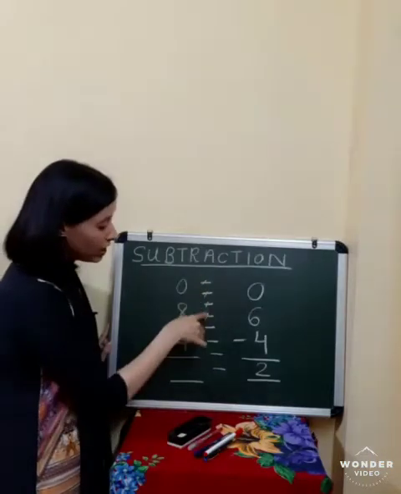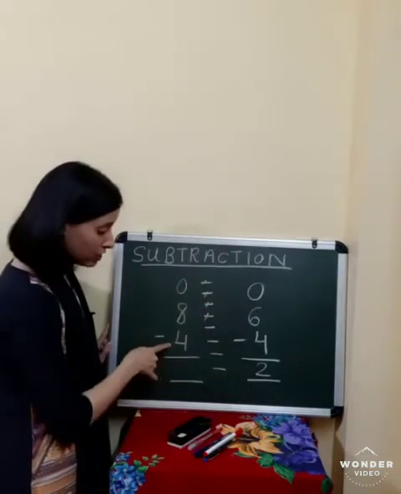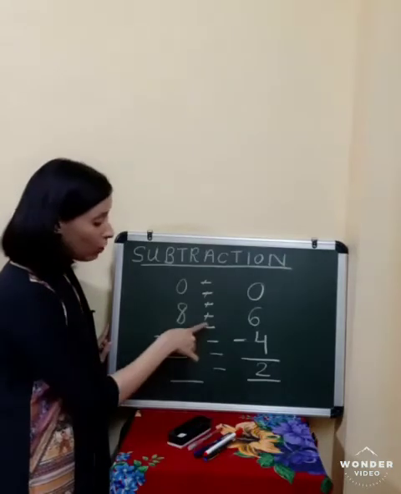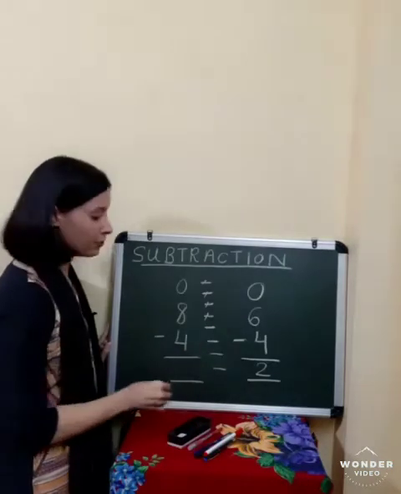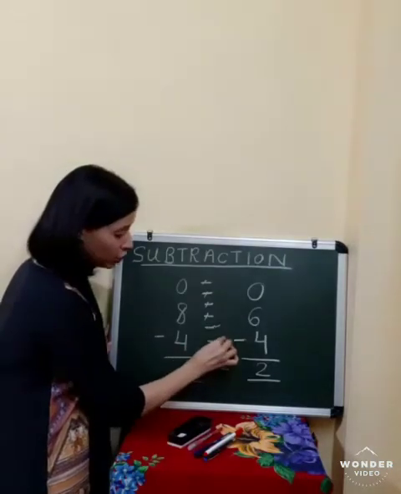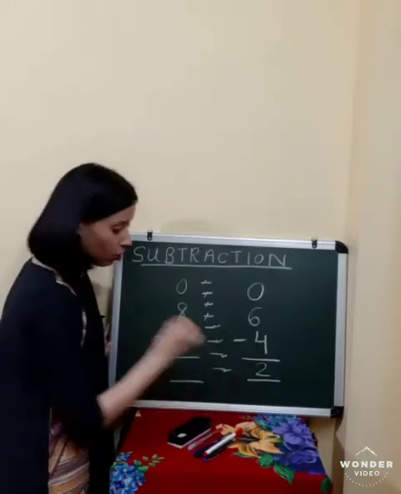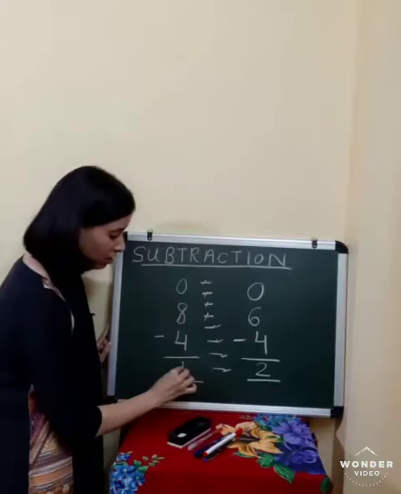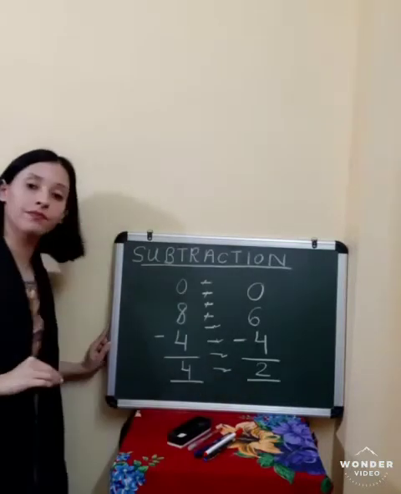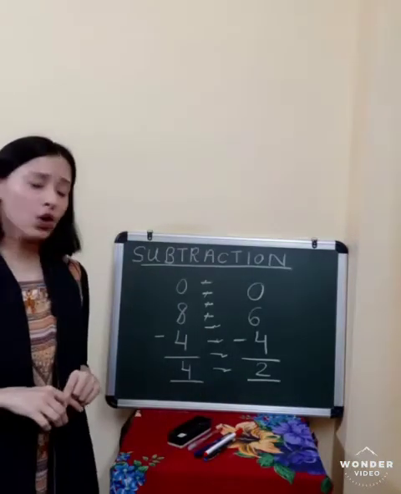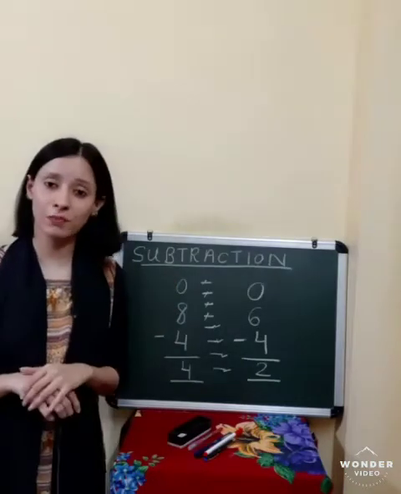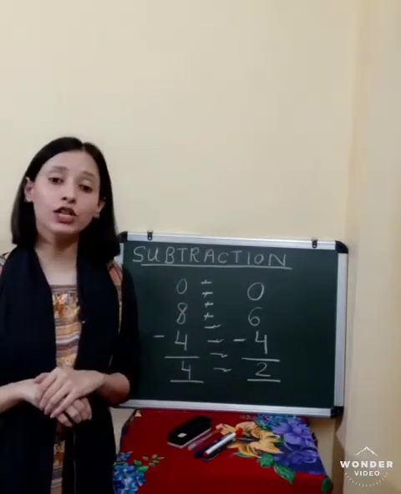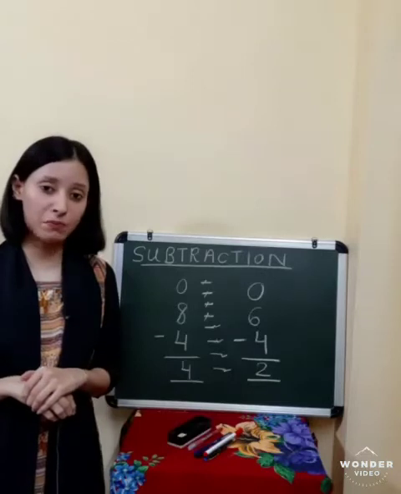So you have cut out 4 lines because below 4 was written. Now count how many lines you are left with. 1, 2, 3, 4. You are left with 4 lines. So what you are going to write here? 4. Okay. So this was single digit subtraction. Now next I am going to explain you 2 digit subtraction.